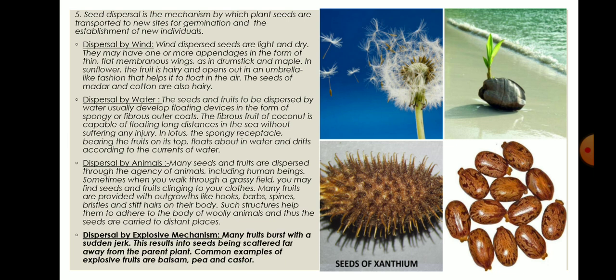Dispersal by explosive mechanism. Many fruits burst with a sudden jerk. This results in seeds being scattered far away from the parent plant. Common examples of explosive fruits are pea, castor, and so on.